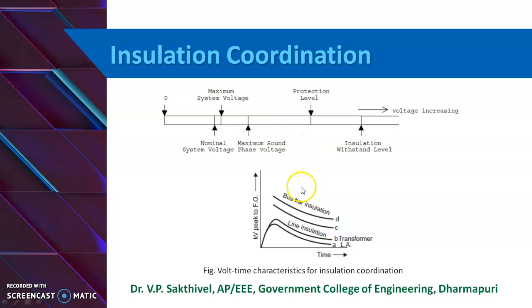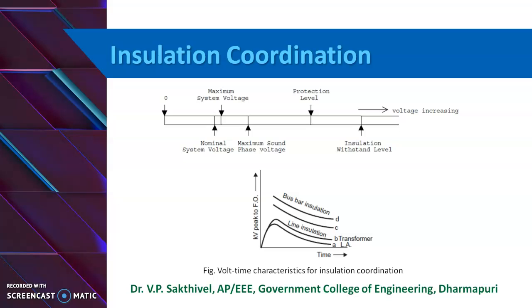And here the voltage time characteristic of various equipments in a substation is given. First one is the lightning arrester, then a transformer, then line, then finally bus bar insulation. Then both lightning and switching overvoltages occurring in power systems are statistical in nature. Okay, not all these surges are dangerous to the insulation.